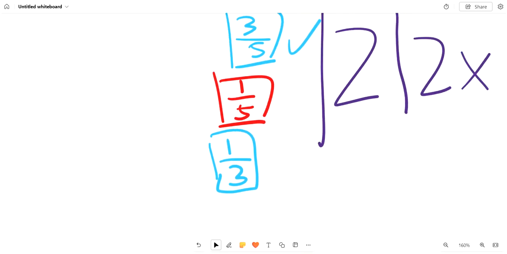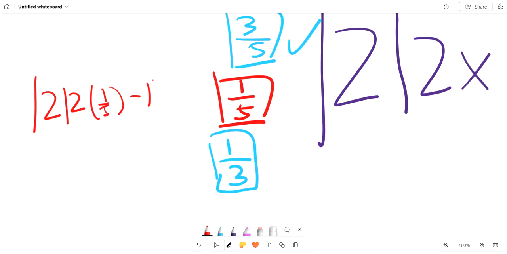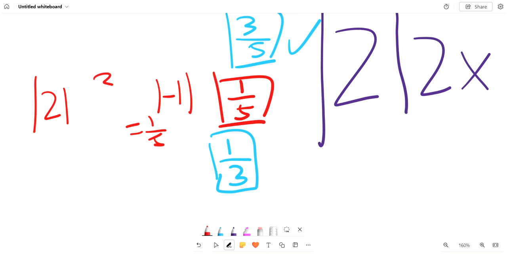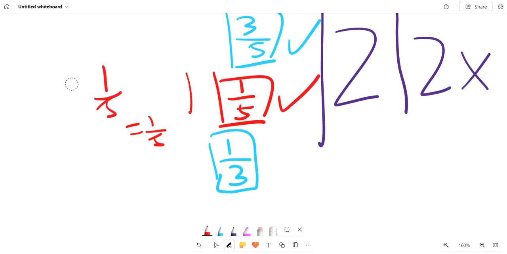So going to 1 over 5, we can see that 2 times 1 over 5 minus 1 equals 1 over 5. This will equal 2 over 5, and this will equal 3 over 5. So this will also equal 6 over 5. And this will equal 1 over 5. So we know that this also checks out.